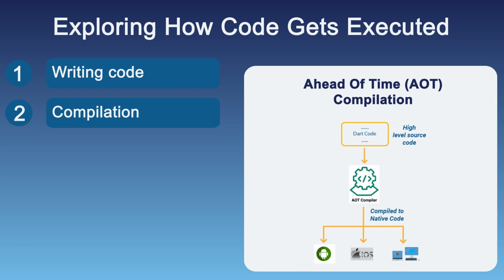In ahead-of-time compilation, Dart translates your high-level code directly into native machine code for each platform, whether it's Android, iOS, or even a desktop operating system. This native machine code is what actually runs on the device, and because it's highly optimized for that specific platform, it makes your app incredibly fast and responsive. Essentially, ahead-of-time compilation ensures that your app performs well by leveraging the full capabilities of the hardware it's running on.